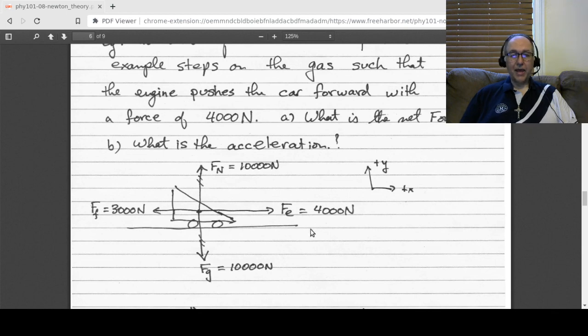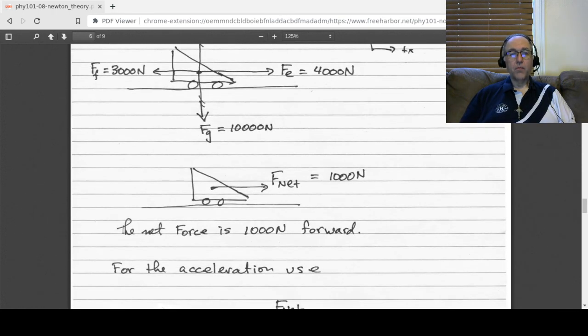So it's 3,000 newtons back, 4,000 forward. Which one wins? Well, the engine forward wins, and by how much does it win? By 1,000 newtons. Okay, so the 10,000 up, 10,000 down, they cancel. The 3,000 back and the 4,000, they don't cancel, but there is a leftover force of 1,000 newtons forward. Okay, and so you could, if you need to, you can even redraw the diagram. There's the diagram redrawn with just the net force. All the other forces having been added up together, having been summed up, you get a net force forward of 1,000 newtons.